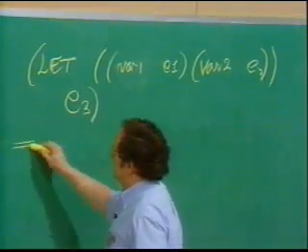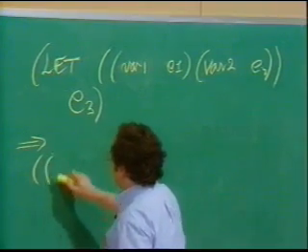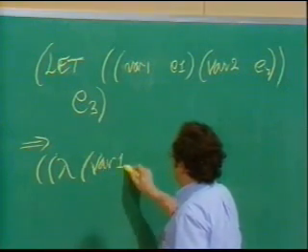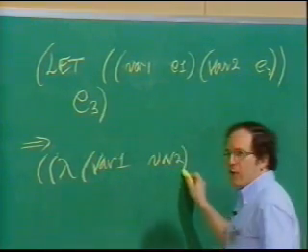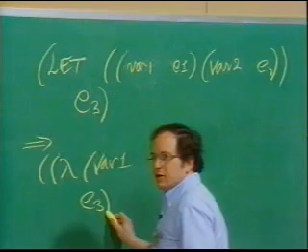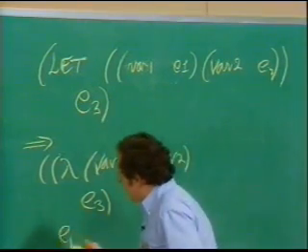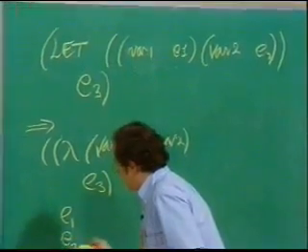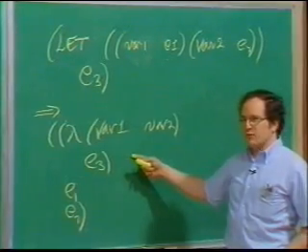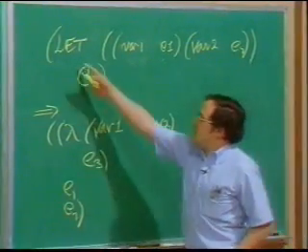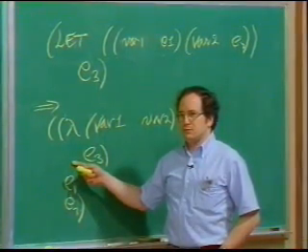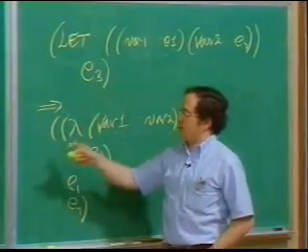is the same thing as a procedure of var1 and var2 being formal parameters, and E3 being the body, where var1 is bound to the value of E1 and var2 gets the value of E2. So this is, in fact, a perfectly understandable thing from a substitution point of view. This is really the same expression written in two different ways. In fact, the way the actual system works is this gets translated into this before anything happens.